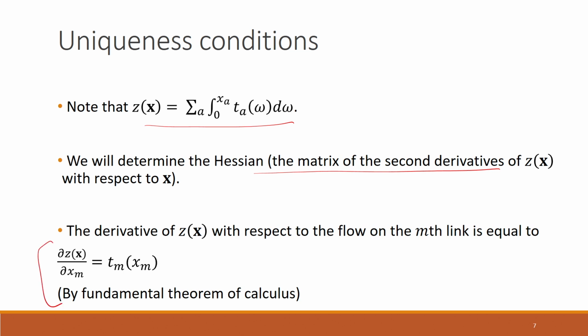So, if this is z(x) and if you take the partial derivative of this with respect to the flow on the mth link, this is what you will be getting, and this is coming from the fundamental theorem of calculus. So, it is assumed that many of you would have seen this theorem of calculus before. If not, I'd say that you revisit this fundamental theorem of calculus. So, since we have to calculate the second derivatives of z(x), that's why first we are determining the first derivatives, and then we will be again differentiating them.